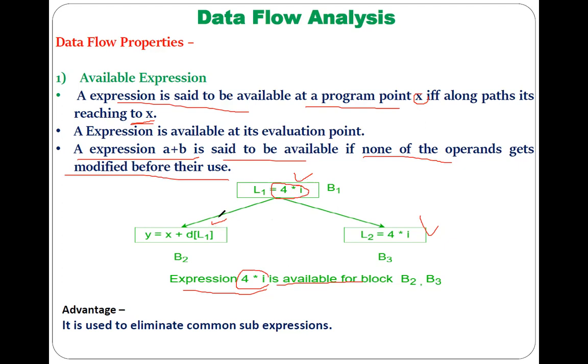Because when it is going from B1 to the next block, it is not getting modified somewhere in between. This expression 4 into I is not getting modified. Understood? That is the reason we can say it is available at the point B2. And in a similar way, when it is going to B3, somewhere between B1 and B3, it is also not getting modified. That is the reason we can say it is available at this point.